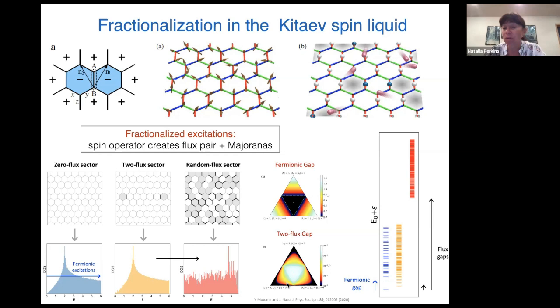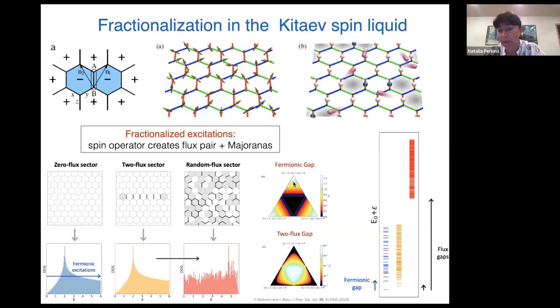So this is basically the phase diagram for the Kitaev model. In the Kitaev model, we have different types of interaction, Jx, Jy, and Jz, on different bonds. And this triangle, which is often called the Kitaev triangle, shows the distribution of the fermionic gap. We know that in the isotropic case, when all couplings are equal to each other, we are in the gapless spin liquid, and this all black triangle corresponds to the gapless spin liquid. Then the gap opens when we go to the anisotropic Kitaev spin liquid.